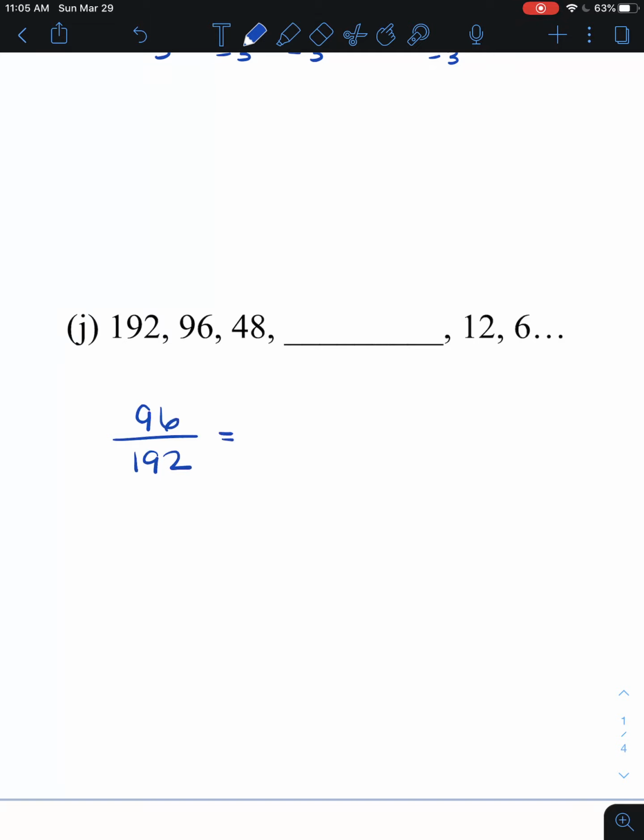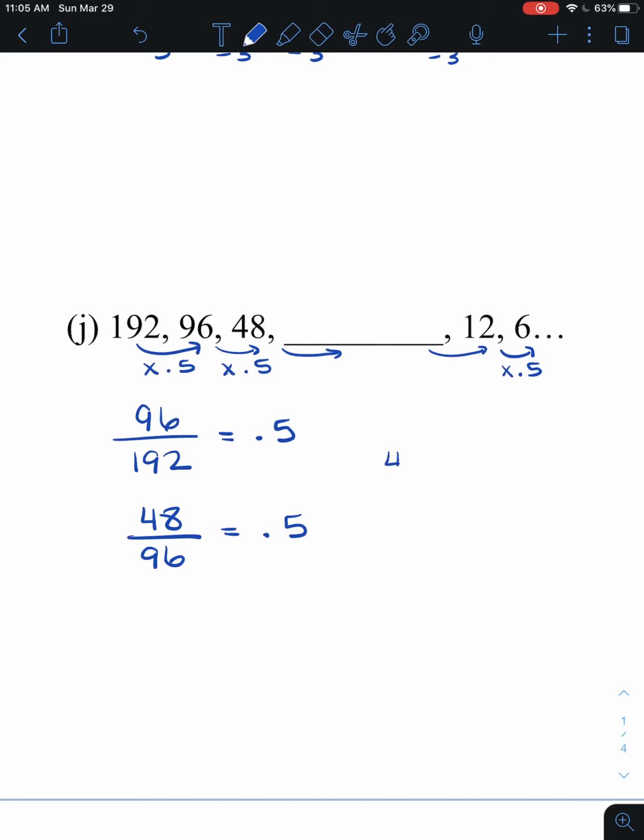And what you should be getting is 1/2 or 0.5. If you take 48 and you divide it by 96, you should also get 1/2 or 0.5. So what's happening here is I'm multiplying by a number less than 1, which is why we're going down and not up with our values. And then you can kind of confirm it here. 12 times 0.5 or 1/2 is 6.